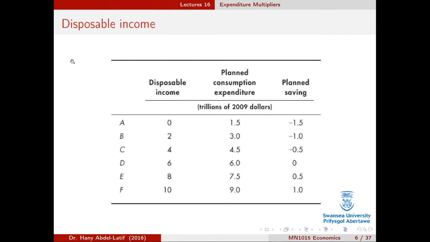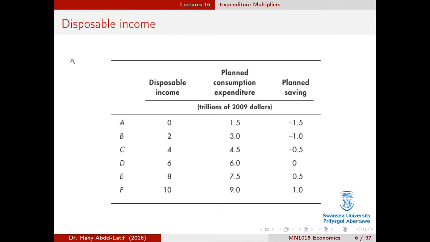Okay? So after this point, at point E, when disposable income becomes 8, you will see that consumption is 7.5. And that means savings is 0.5. And the sum of these two, 7.5 plus 0.5, gives us 8. So as we said, people divide disposable income between consumption and savings. The same for point F.